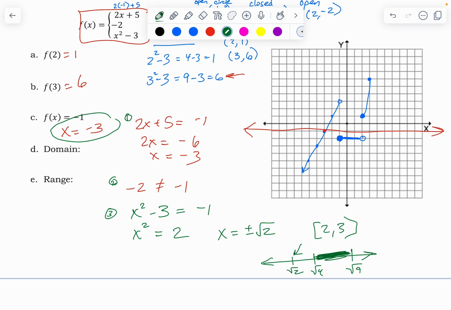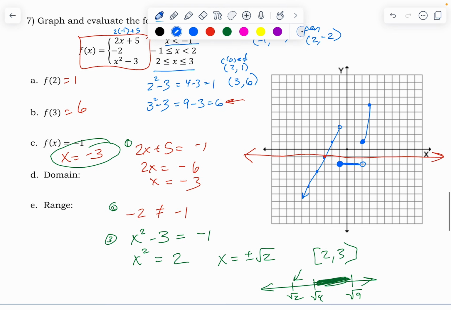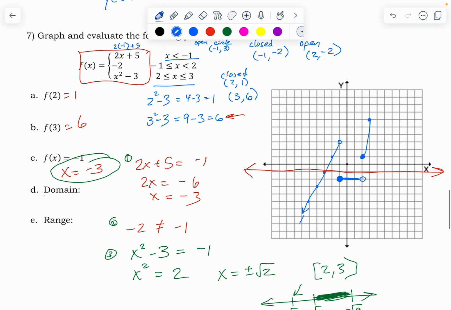So it was only this answer, and the graph helped us more than all this other ridiculous stuff I just did. The domain, we have negative infinity, and then we have this jump, and then we stop, though, at 3. So the domain goes from negative infinity. We have some discontinuity, but my x is defined everywhere until 3. So then we'll do the hard bracket.